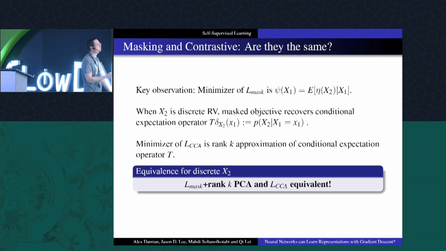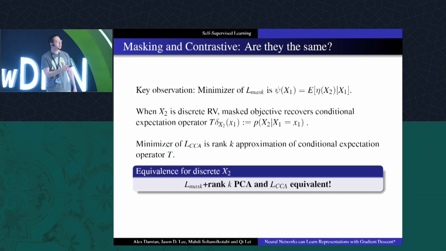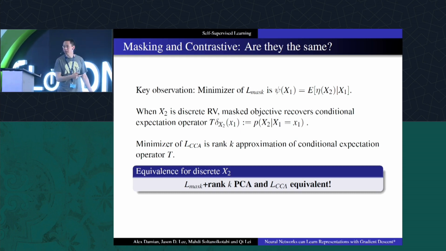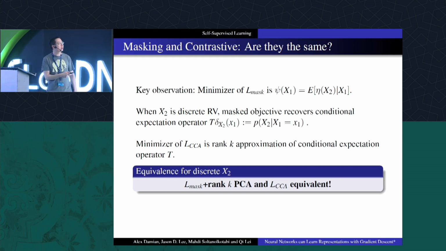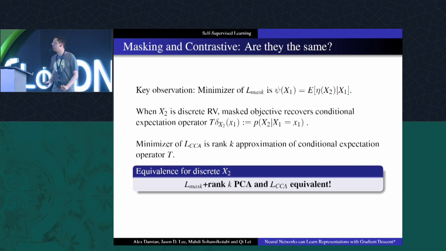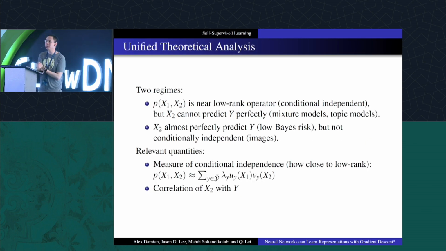And it turns out that the minimizer of that CCA function, you can show, is just this: you take this conditional mean expectation operator, which is a matrix when things are finite, and you take the SVD and keep the top k. That's exactly going to give you back the minimizer of the SimSiam objective. So in other words, this masking objective plus a rank k PCA is exactly equivalent to the CCA for the discrete case. It's easy. Using this observation, I already had a paper analyzing these masking methods, and all I did in the slides is take all the theorems and convert them to apply to SimSiam.